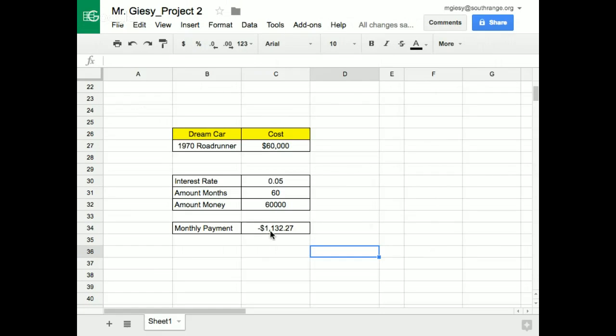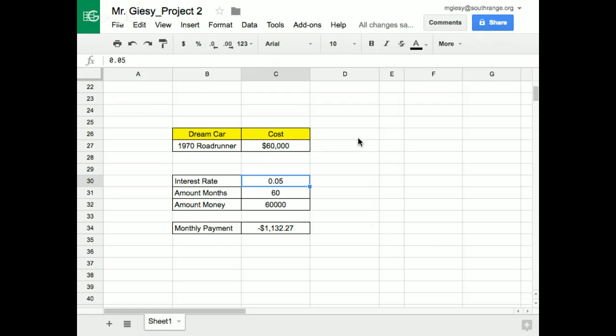And you can see that my payment per month is over $1,100. That's a lot of dough each month, right? Now, there's a couple things I want you to remember. Your money is your money. So shopping for cars or shopping for interest, you can negotiate.